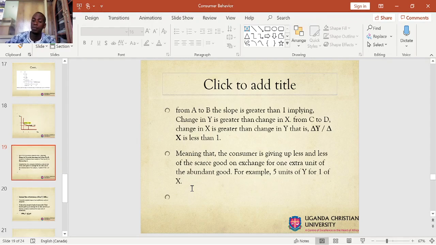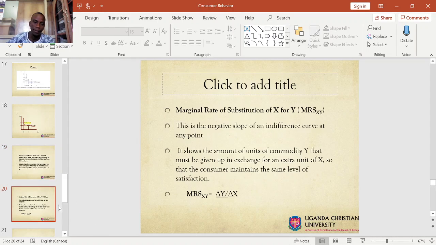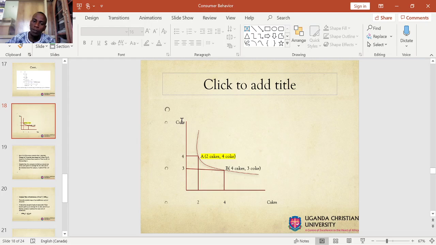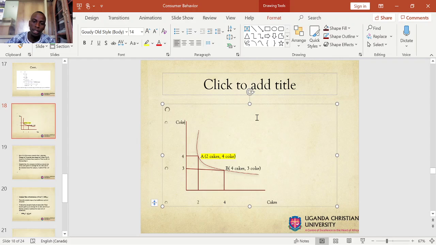We just calculate that. We don't assume. You just get the change in y over the change in x. And how do you get change? New minus old. So the magnitude of substitution, I talked about this, but here we are revisiting it. The negative slope of an indifference curve shows the amount of units of y that must be given up in exchange for an extra unit of x. In our example, it is the amount of coke you have to forego to have an extra unit of cake. To get it, you have change in y over change in x.